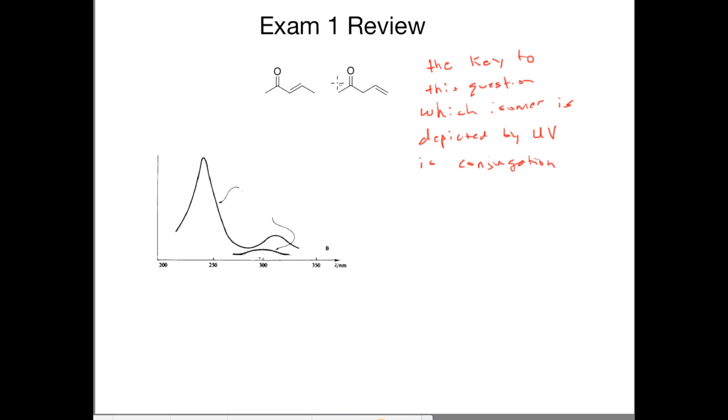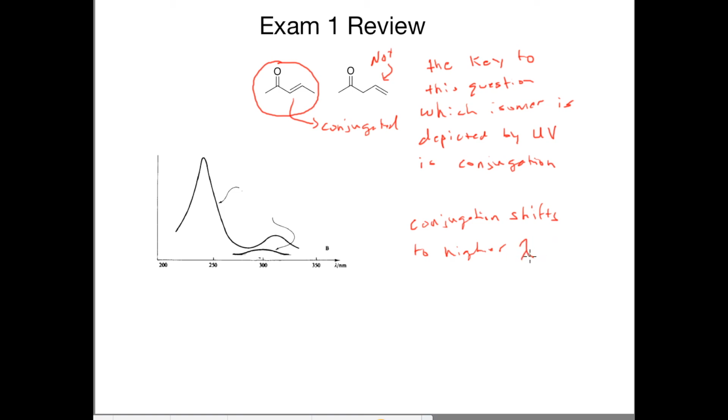The one that is conjugated is going to shift to a higher wavelength here. Remember that higher wavelength is lower in energy. Then all we need to do is depict our transitions. So we have here the pi to pi star, and then we have the non-bonding to pi star.